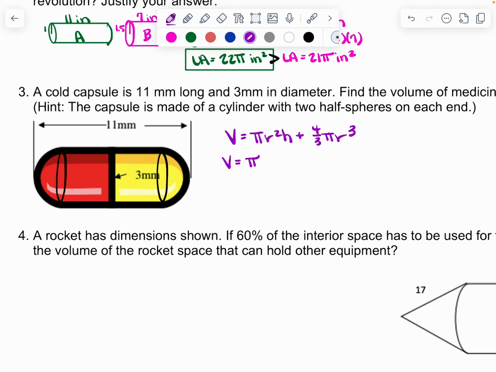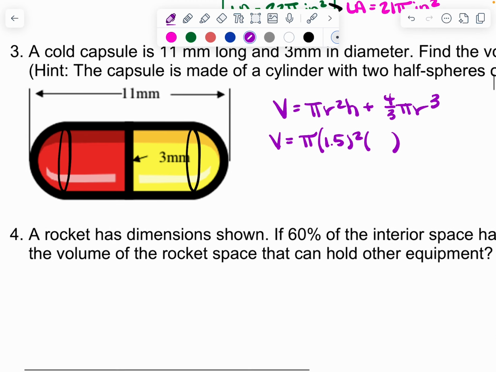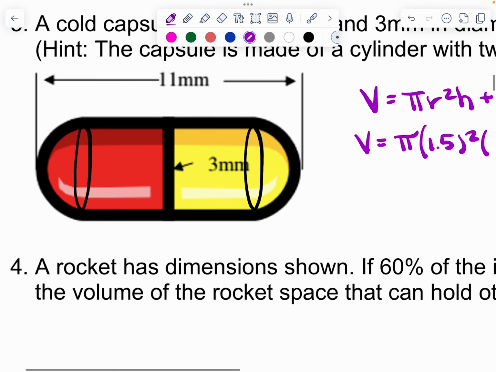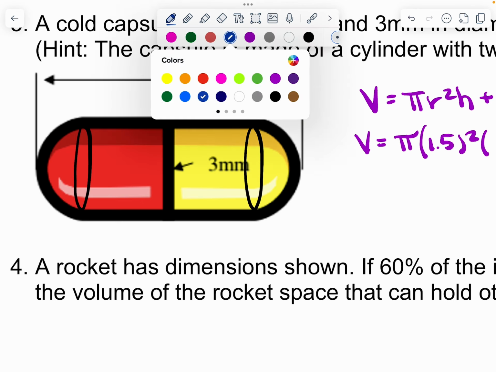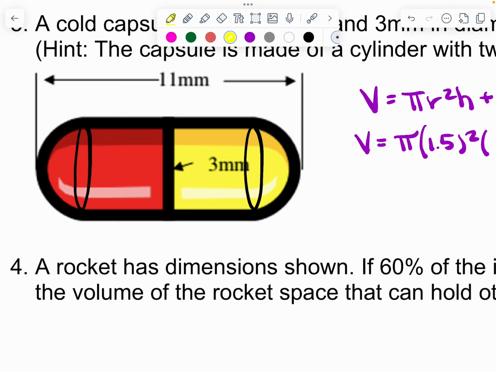Okay, so when I start filling that in, we're going to run into a problem pretty quick, right? Obviously the radius of everything is 1.5. Now the issue is the height of the cylinder, because it's not 11, because 11 is the whole thing. So you just need to put just a smidge of thought into this.